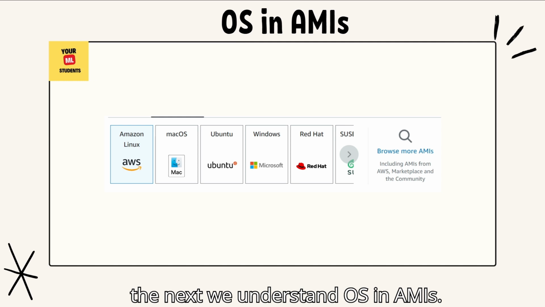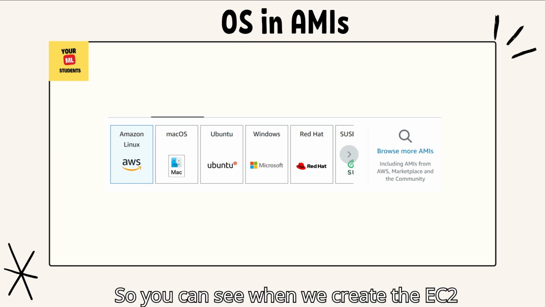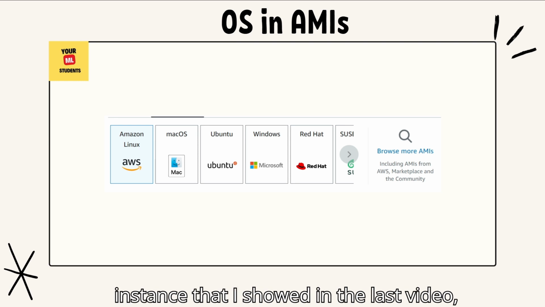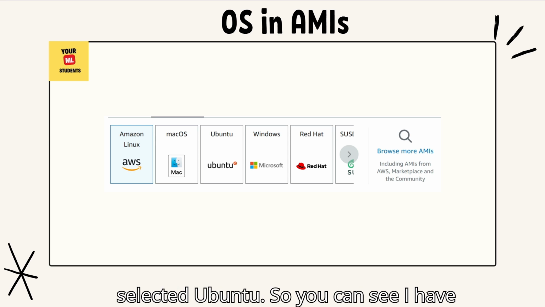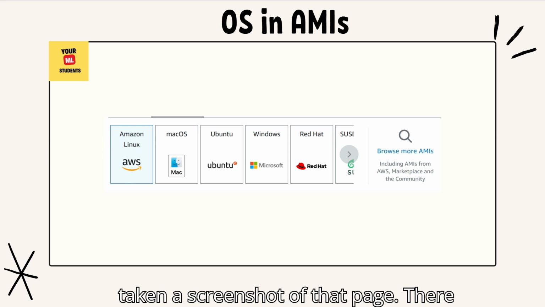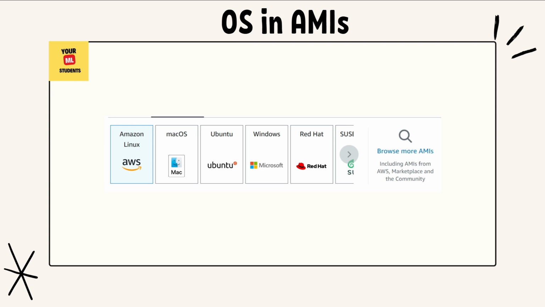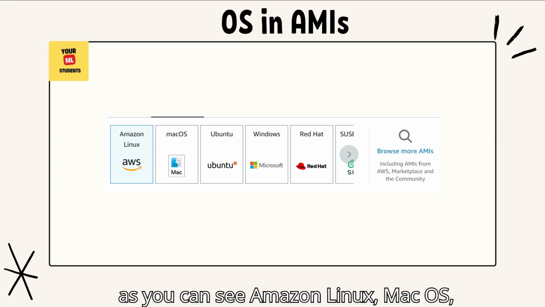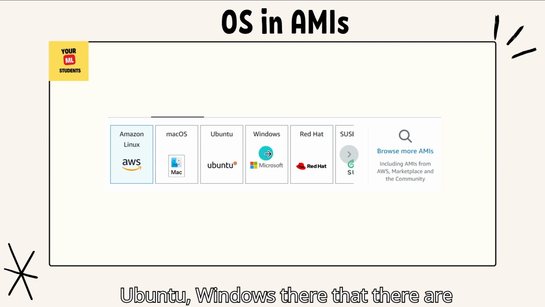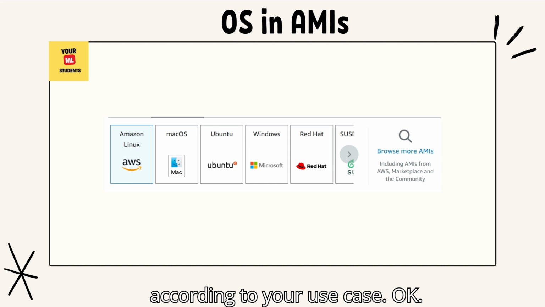Now next we understand OS in AMIs. When we create the EC2 instance that I showed in the last video, there I was selecting an AMI, and I selected Ubuntu. I have taken a screenshot of that page. There are many OS they have kept on that EC2 instance page. I cannot show all of them, but as you can see, Amazon Linux, macOS, Ubuntu, Windows, Red Hat. There are many OS that you can use according to your use case.